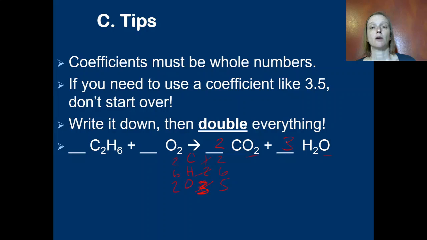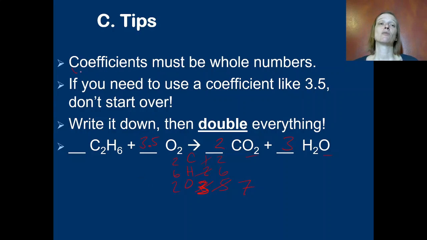And now I have to also update my oxygens. 2 times 2 is 4, plus 3 is 7. So 2s, 6s. How do I get 7 oxygens? 7 is an odd number. Anything I write in front of the oxygen is going to get multiplied by 2. So I want to write down the number 3.5 here.